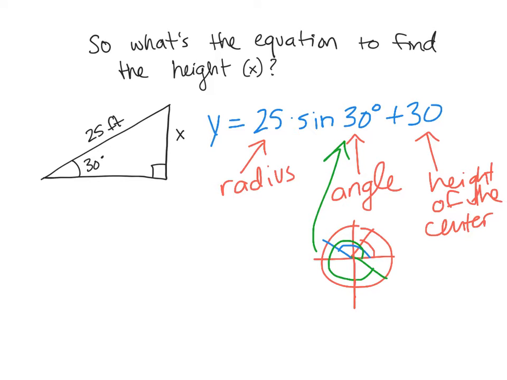The height at the center is, if this is the ground, how far up off the ground is the Ferris wheel? Because if Carlos is sitting right here, we can find this height, right? But then we also need to add in this height right here. So we have to add that. So that's the height of the center. I just want to make sure you know all of those parts. That's going to help you as you answer the next few questions.